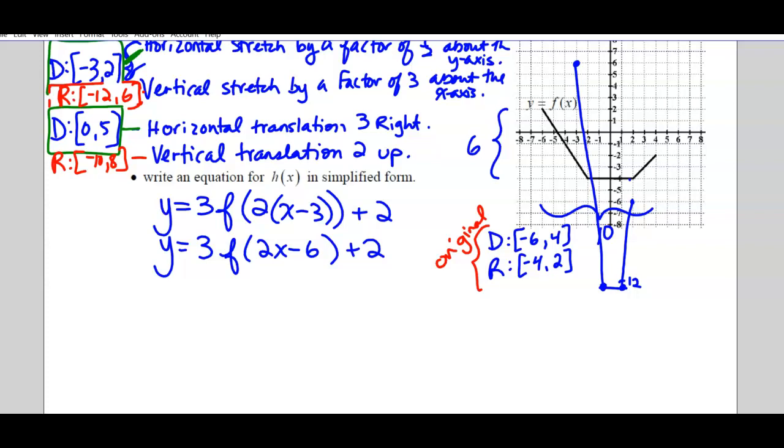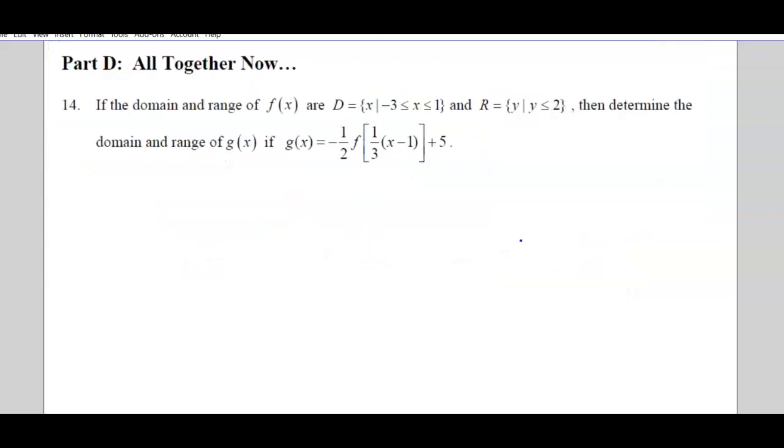Part D, putting everything together. Question 14 is very similar to the last question, except the graph wasn't given to you. Actually, it's a bit easier than the last question because the domain and range of the original are given to you, and you need to find the domain and range of the transformed graph. So I'm going to leave that one, and then we're going to do 15.